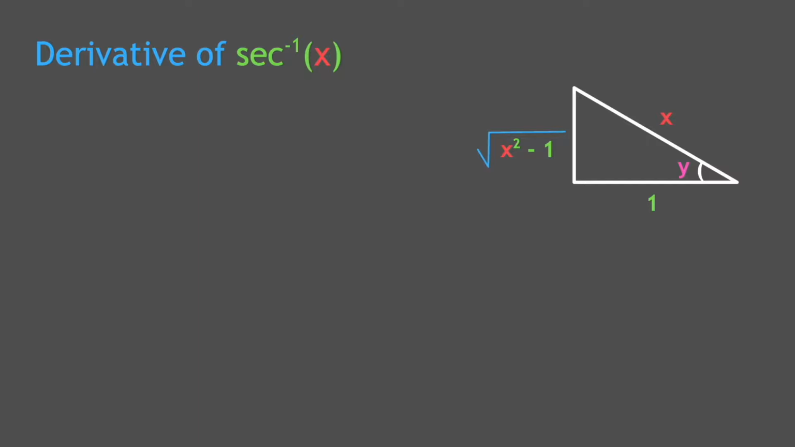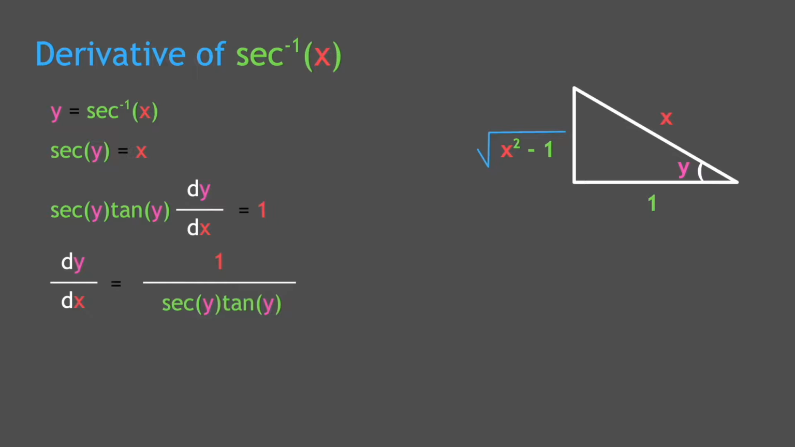We can create an equation and have that y is equal to the inverse secant of x, and then solve for x and have the secant of y being equal to x. Now, let's take the derivative of both sides and have the secant of y times the tangent of y times dy over dx is equal to 1. Let's solve for dy over dx and have it equal to 1 over the secant of y times the tangent of y. And what I'm going to do here is simplify a little bit.